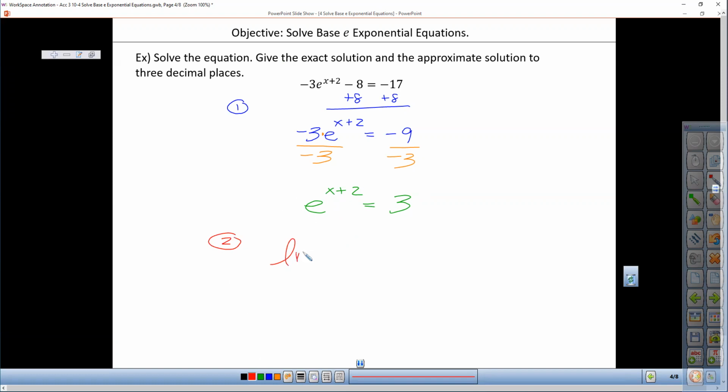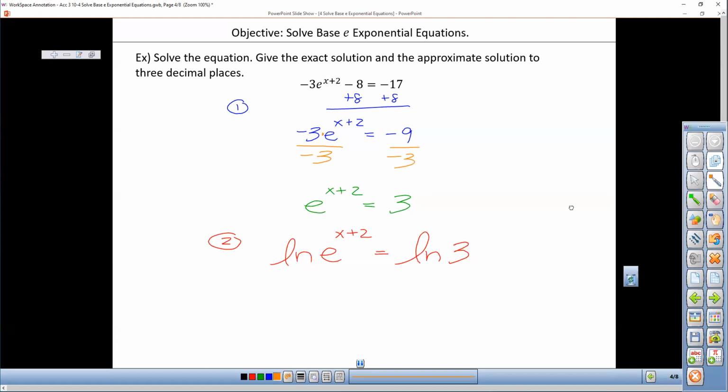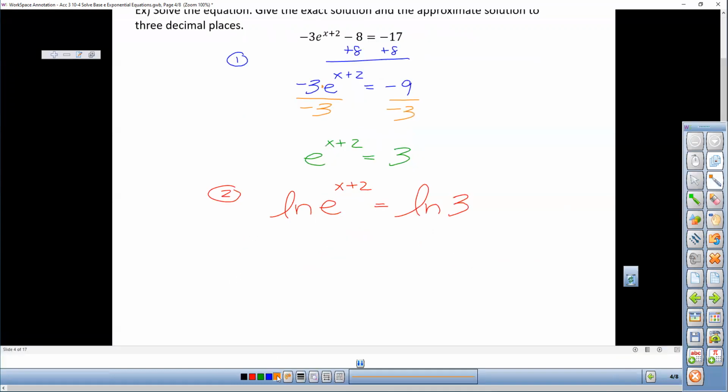So I have the natural logarithm of e to the x plus 2 power equals the natural logarithm of 3. Make sure you do that to both sides. That's a common mistake in these problems, that students only do the natural logarithm of the e side and not the other side. That doesn't balance your equation with your algebra procedure.